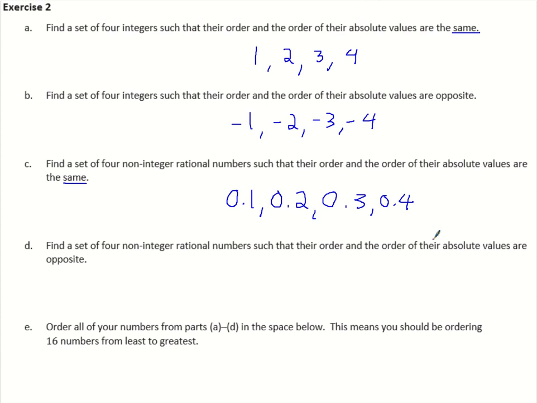Now for part D, it's going to be very similar. It's going to basically be a combination between parts B and C, where it's asking us to find a set of 4 non-integer rational numbers such that their order and the order of their absolute values are opposite. So this opposite part tells us it has to be negative, and non-integer rational numbers tells us decimals and fractions. This time I'm going to use the fraction counterpart of these, negative.